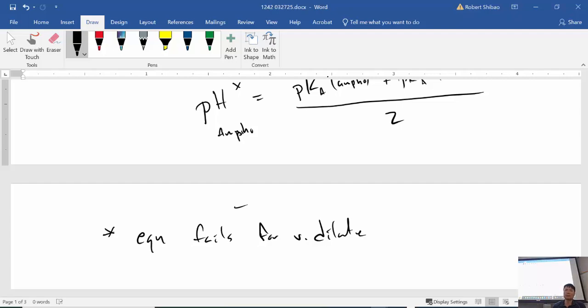But if somebody gives you a ridiculous concentration, like 10 to the minus 10 molar, then it would fail. Okay. So the equation fails for very dilute solutions of amphoteric species, because the simplifying assumption needs to hold.